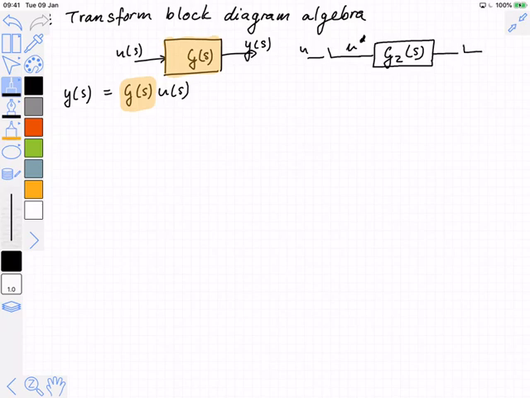If we were to sample that output, we would end up, let's call all of these 2, we would end up with y2, and we would be able to write a discrete transfer function which related y2 of z to u2 of z. And what we would write in this intervening position would be g2 of z.